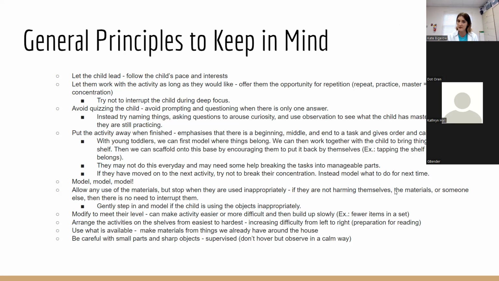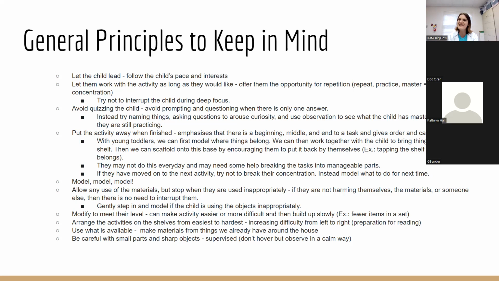Through that modeling, we're also going to show appropriate and proper use of materials. Now, we want our children to explore the materials. We want them to have a hands-on approach, but it's important that they're stopped if they're using materials inappropriately. That would mean throwing blocks at the kitchen window, or using scissors to cut our sister's hair, things like that. However, if they're not harming themselves, the materials, or someone else, then there really isn't a need to interrupt them. But that is going to be based on the freedom within limits and the guidelines you've set up in your home environment. Of course, we can always gently step in and model what that will look like again if the objects are being used inappropriately.